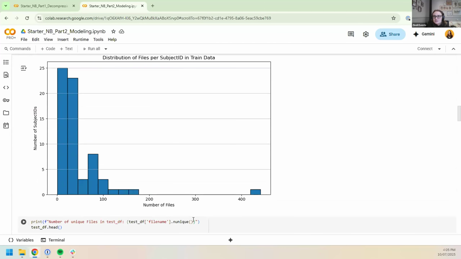This is just a distribution of number of files per user. So Eddie, this is to your question. Most subjects come in and they have about 25 or 20 samples each. So that means that they've come in more than once, because when you come in once, you get all 4 samples taken.